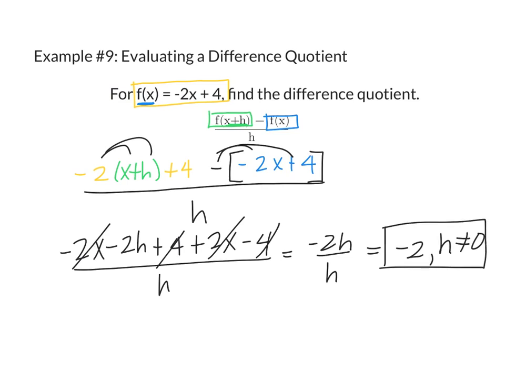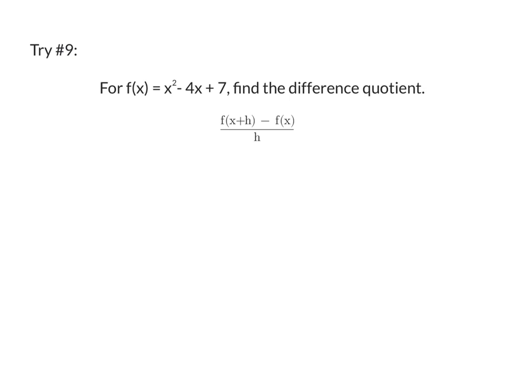Students typically have a hard time wrapping their head around this concept, so we're going to try a practice again. All right, so on try 9, it says for f of x equals x squared minus 4x plus 7, find the difference quotient. So again, we're going to substitute. This is our original function. This is telling us to change the input of our function. And this one is telling us to keep our input of our function.